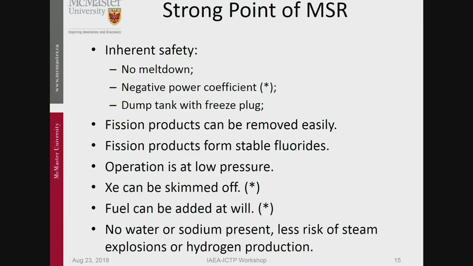There's no water or sodium present, which means you have a smaller risk of steam explosions or hydrogen production. In traditional reactors, if you have zirconium, for example, well, Fukushima. In Fukushima, you have these fuel rods, they have zirconium, you get water, and that produces hydrogen. And then slowly but surely, the whole hole fills up with hydrogen. And one thing about hydrogen, hydrogen will always explode. And that's what happened. You saw it on TV, people were just sitting there waiting until it goes boom. Because that's what hydrogen does.